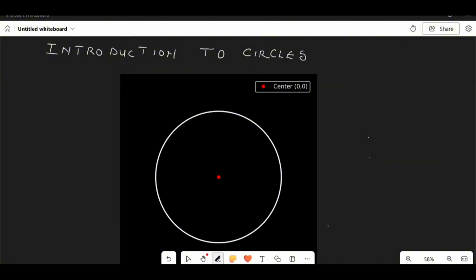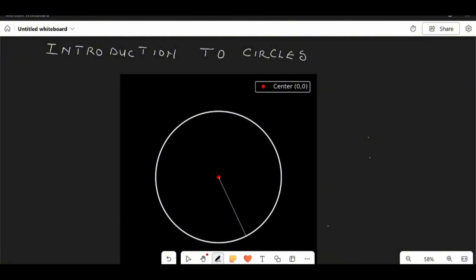Radius. The radius is a line from the center to the edge of the circle. So from this center to the edge, this is our radius. Every radius in the same circle is equal. For example, if the distance from the center of a circular table to the edge is 4 centimeters, then the radius of the circle is 4 centimeters.